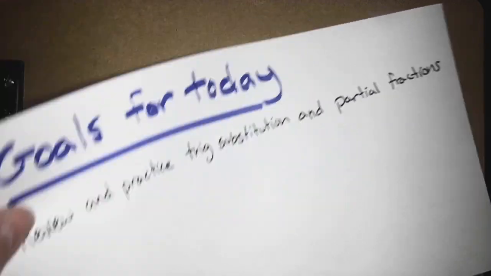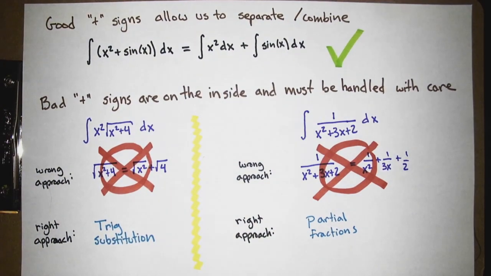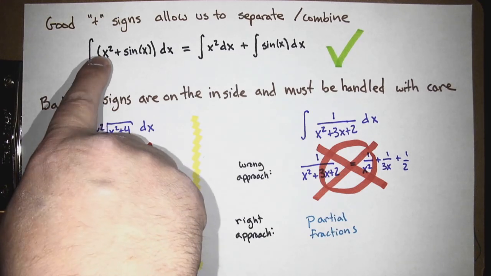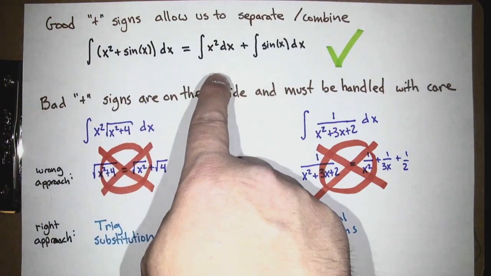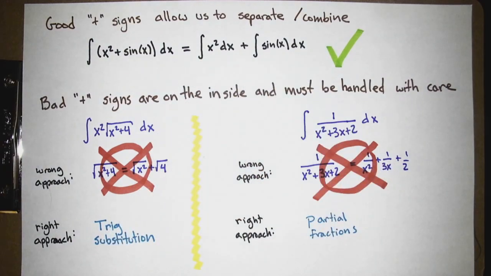So I've been alluding to this at various times, where there are good plus signs and there are bad plus signs. A good plus sign is something which helps us pull things apart or push things together. In other words, we can use linearity. So if I wanted to integrate x squared plus sine of x, I can think about it as the integral of x squared and the integral of sine x. That's an example of a good plus sign, very simple case.